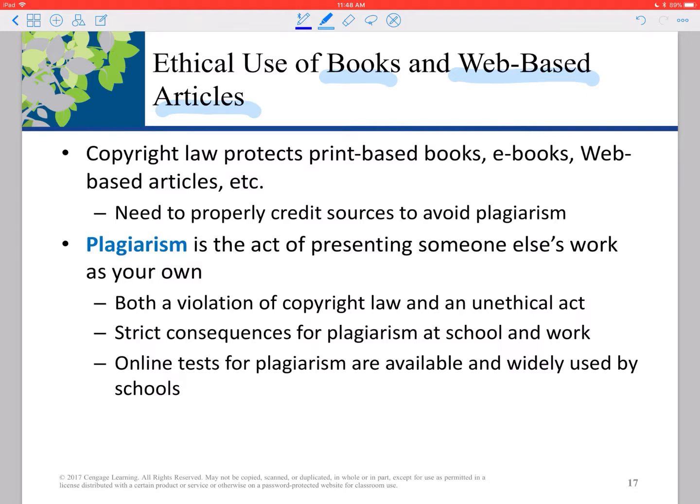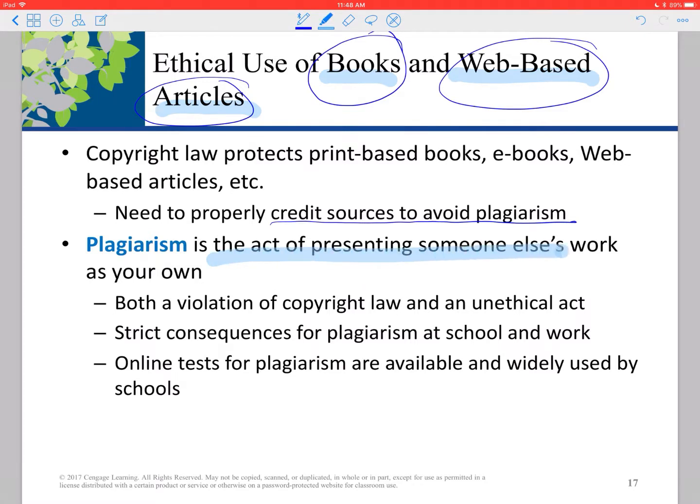So when you are using someone else's text from a website or from a book, that needs to be credited to avoid plagiarism. And plagiarism is simply the act of presenting someone else's work as your own. If you turn in a paper using a sentence from an article, even if you can't think of a way to word it better, you are plagiarizing that person. Now, that is a violation of copyright law and unethical.